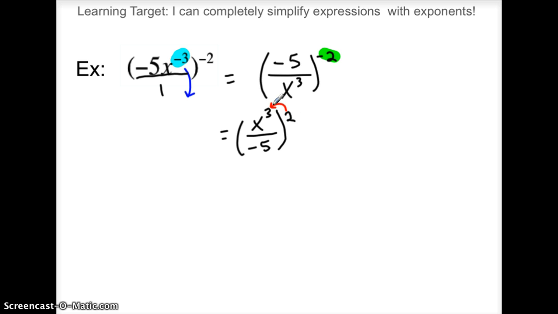All right, we're going to distribute this power of 2 to both things, the x cubed and the negative 5. Now be careful. Take a look what's going to happen. On the top, it's going to power to a power. Both of those are powers, so we're going to multiply them. 3 times 2. Now on the bottom, be careful. It's negative 5 that we're squaring. All right, we'll see what happens.